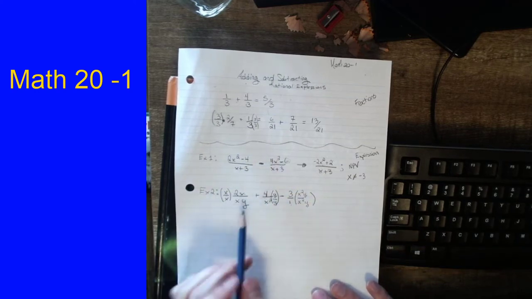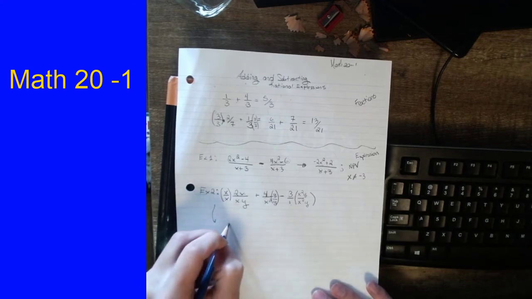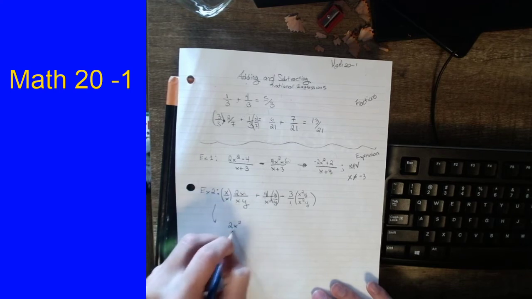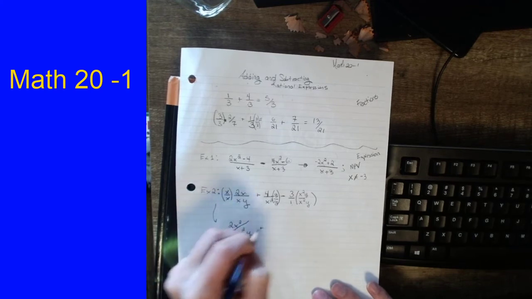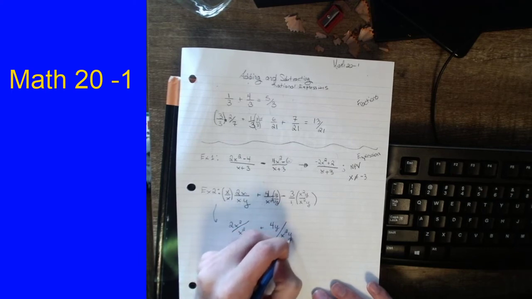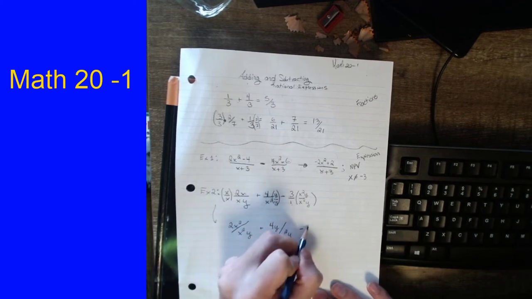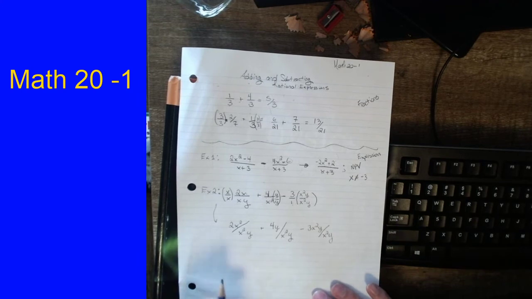When I do all of that multiplication, I'll get this next expression that looks like 2x squared over x squared y plus 4y over x squared y minus 3x squared y over x squared y. And so now, since the denominators are all the same, I can do the addition and the subtraction.